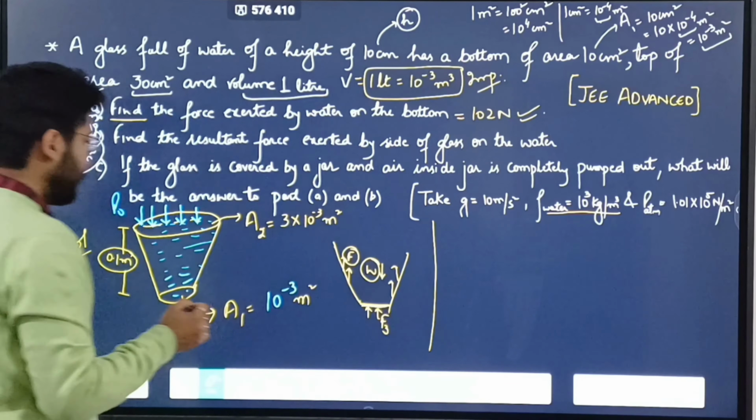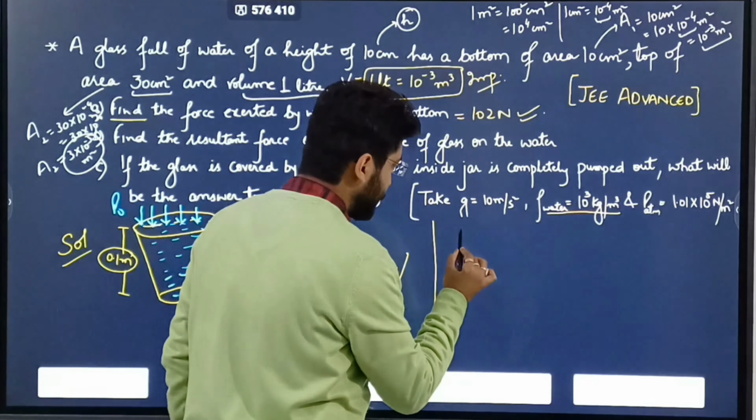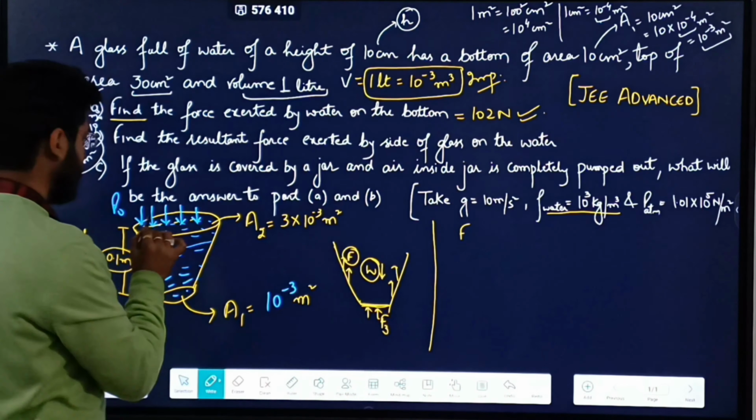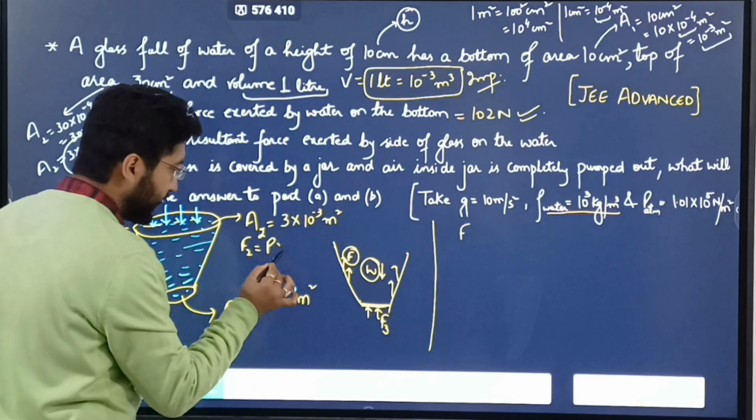So firstly we need to calculate the force which is acting on the top. As we know, F2 force, we denote it by F2 here, which is equals to pressure into area.